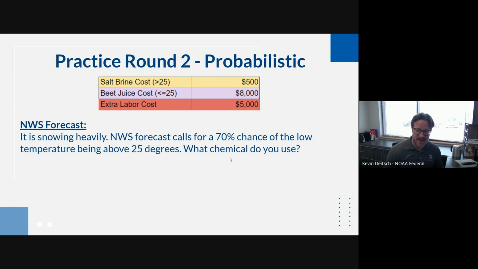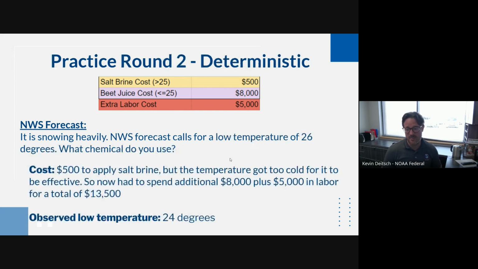But the probabilistic forecast, a 70% chance of the low temperature being above 25 degrees. So this was one of those cases where with a 70% chance above, you probably would have salted, right? Take that 70% chance, take your 30% risk. But in this case, that was still the same forecast. The observed low ended up being 24 degrees. So we had to use the additional labor costs and the beet juice fee for even the probabilistic team. Now, if you used beet juice for probabilistic and were risk averse using that 30%, good for you. You would have saved yourself a lot of money.